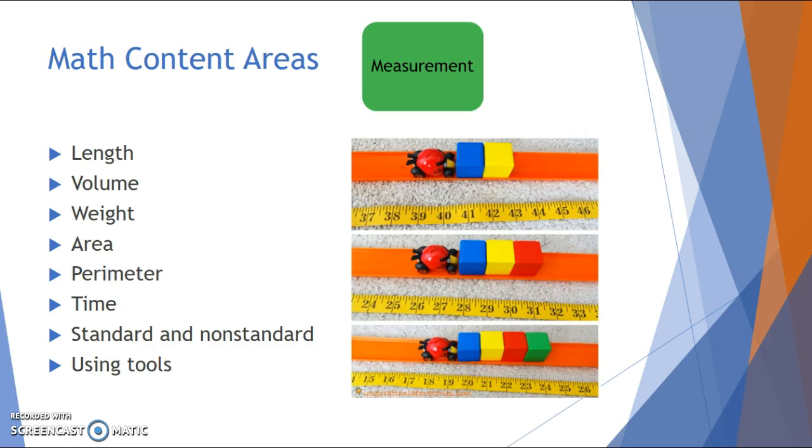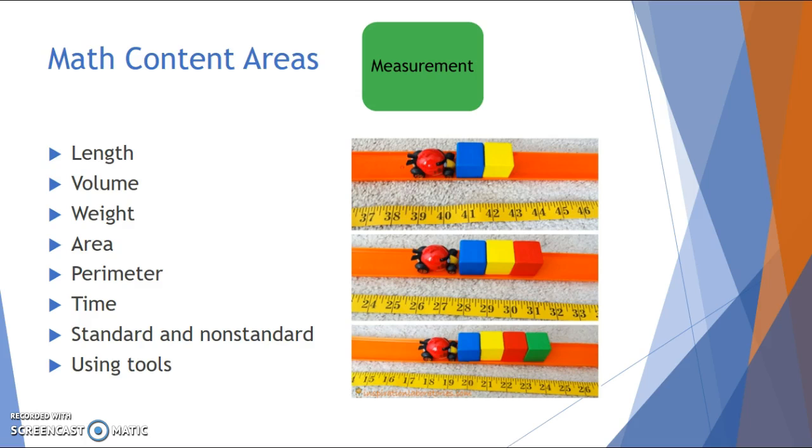Okay, how about measurement? So measurement is looking at length, volume, weight, area, perimeter, time, all of those types of areas of measurement. And then it's also understanding standard and non-standard units of measurement and using measurement tools. So in this example, we've got what looks like a little Angry Bird car and 2 blocks on an orange track. And next to it is a measuring tape that a person can use to measure in centimeters the length of those 2 blocks. So we're using tools, and that's a standard unit of measurement, and we're measuring length.